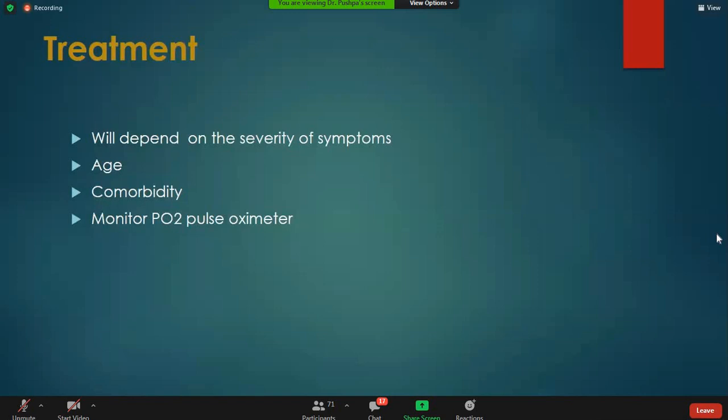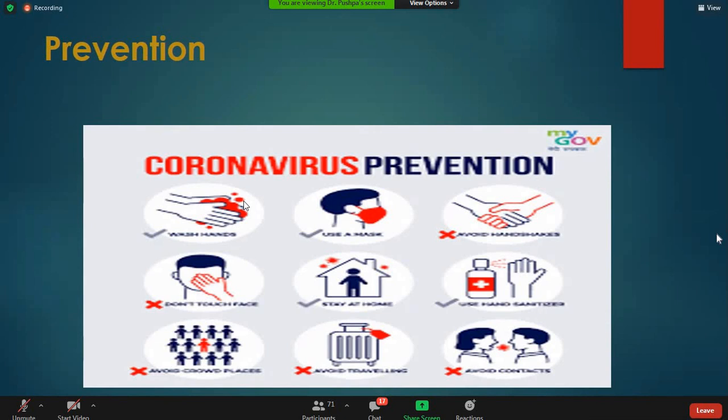So how can we prevent such a condition? Everybody knows, but I'm repeating the facts, that we have to wash our hands, we have to use a mask, and we have to avoid our T-zone. What is a T-zone? The eyes, nose, and mouth are the T-zone.